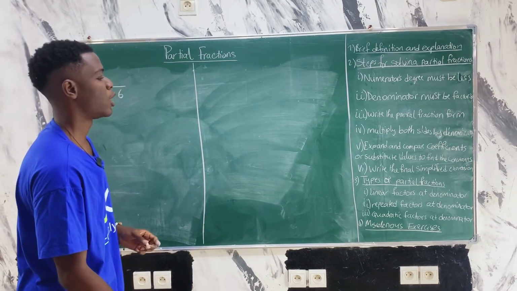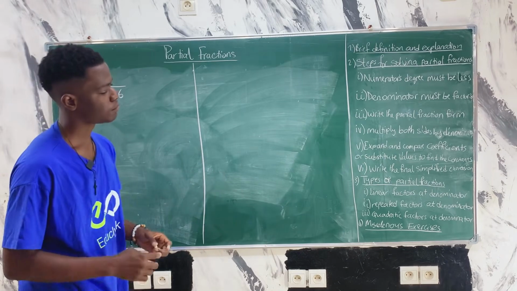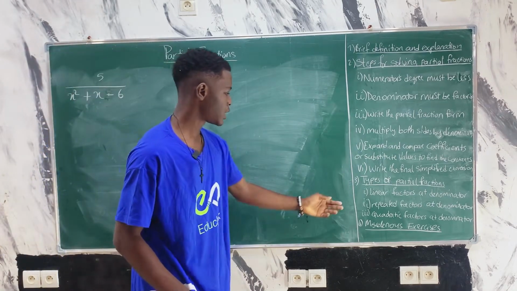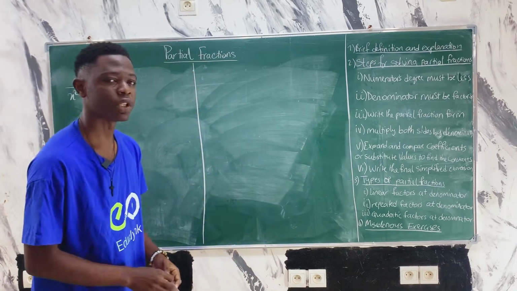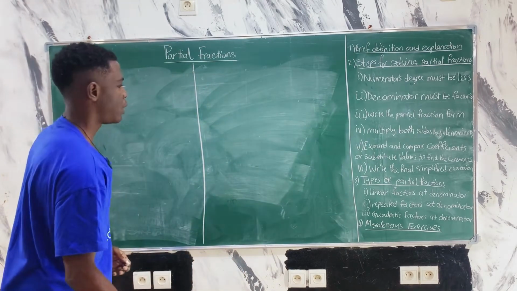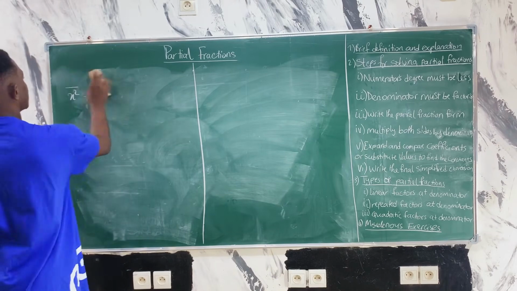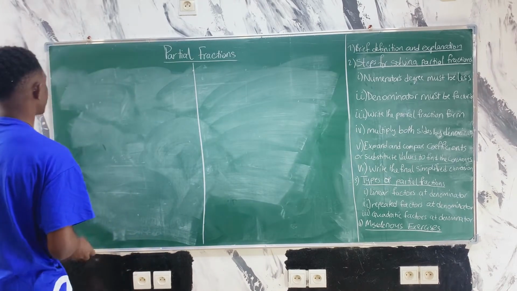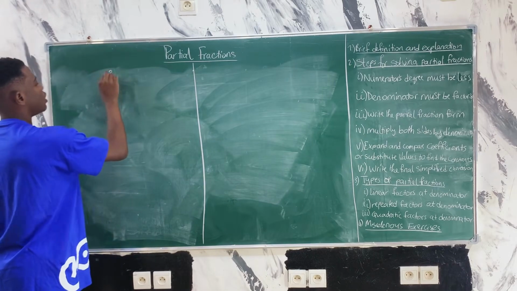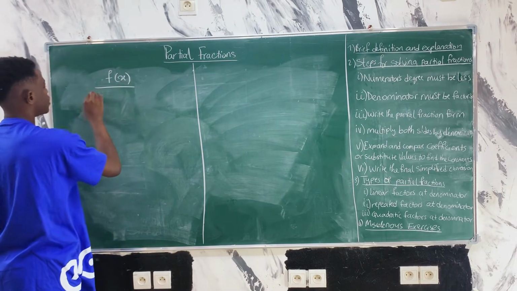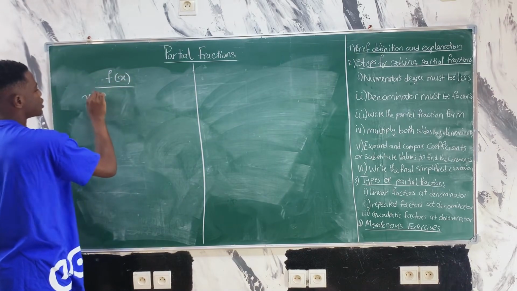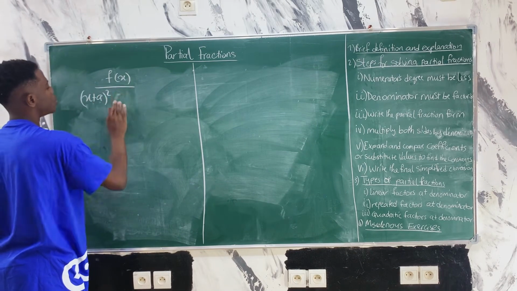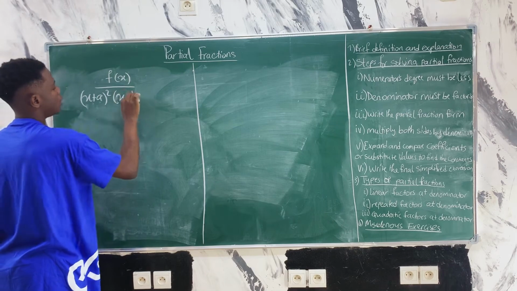So going on to the next type of partial fraction, we have partial fractions with repeated factors at the denominator. These are partial fractions of the form f of x is equal to x plus a all squared into x plus b.